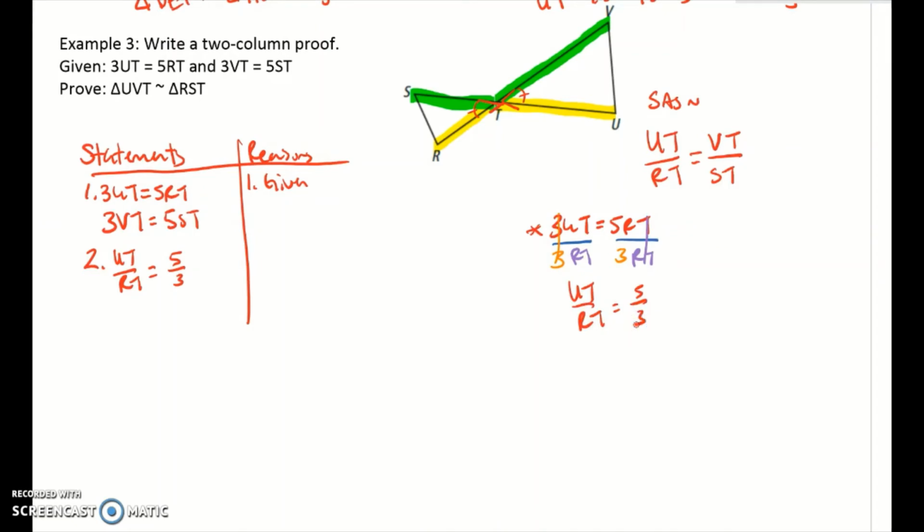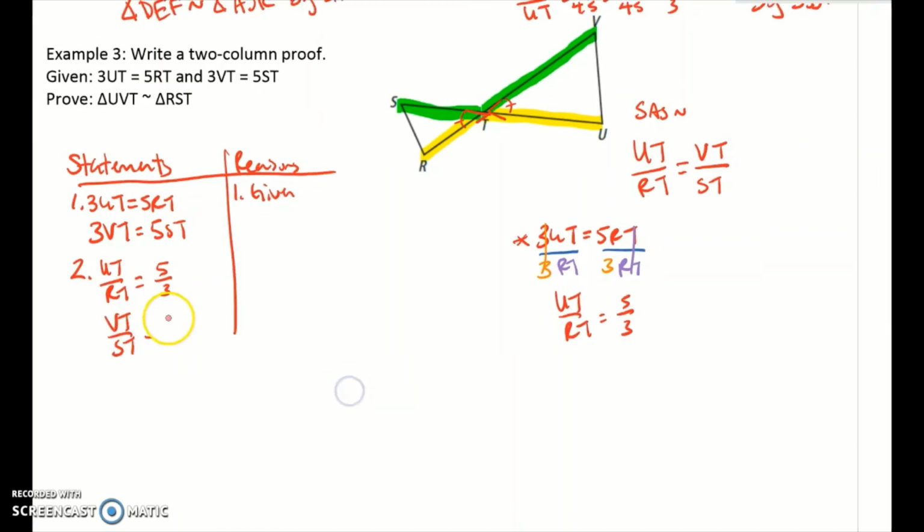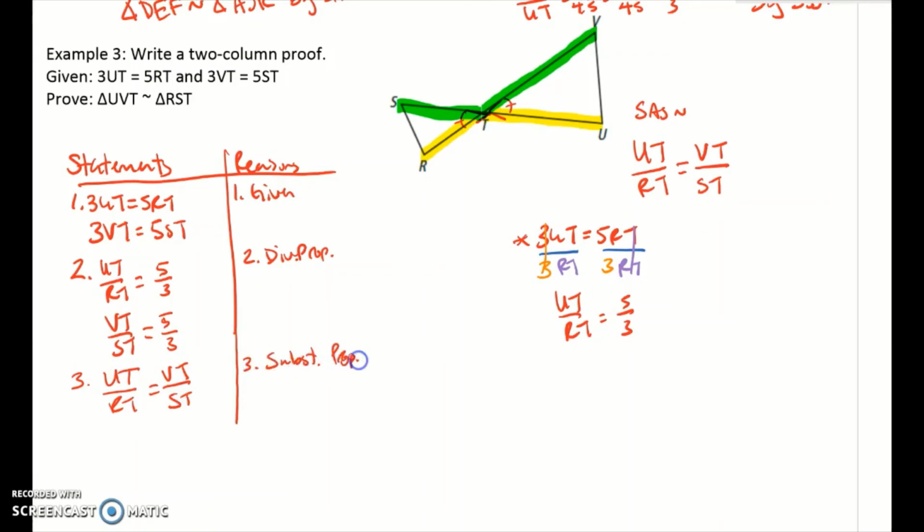I can do the exact same thing to get VT over ST, right? If I did a little work on the side or in my head, I would also get 5 over 3. That was just with my division property. Then I want to state that they are proportional, so I'm going to substitute. Since they're both equal to 5 over 3, what I care about is getting this statement right here on the right. So I want to say UT over RT is equal to VT over ST, and that was from substitution. So I have two proportional sides.